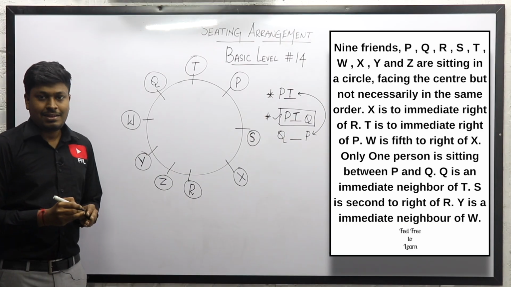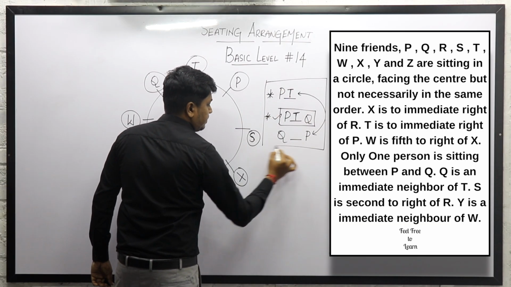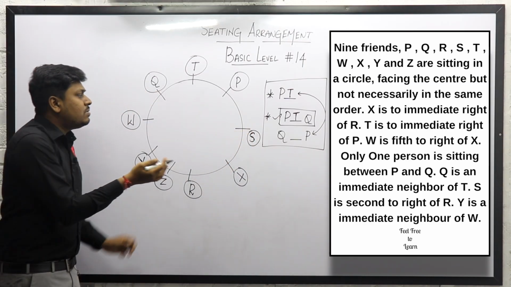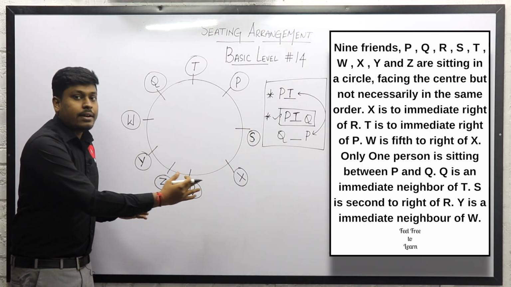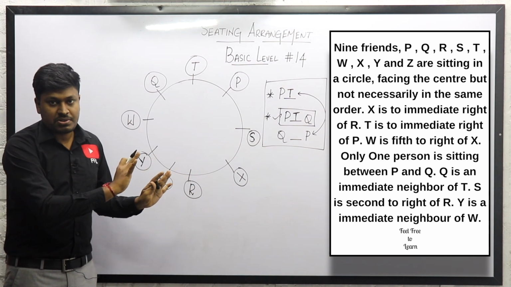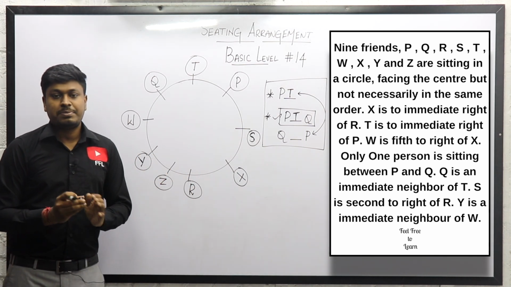Understood? It's very easy. So just remember that these clues are most important. So after fixing this clue, try to fix in the arrangement, right? If you get many possible, go with another diagram or else stop in a single diagram. Understood? So finally, this will be the answer for basic level arrangement number 14.